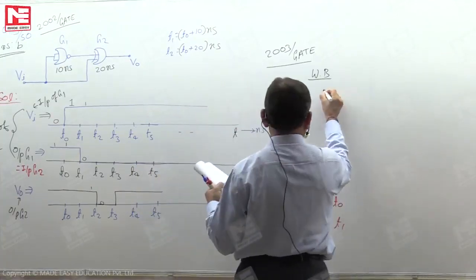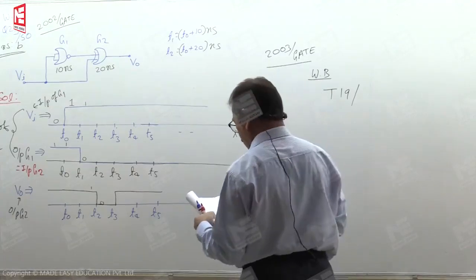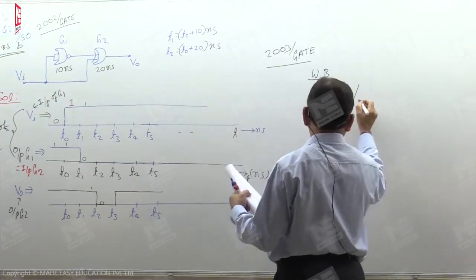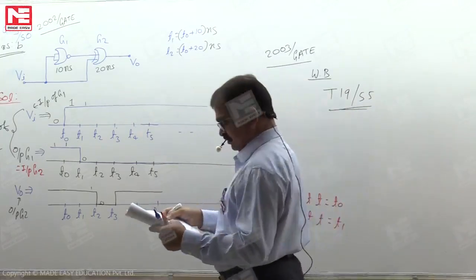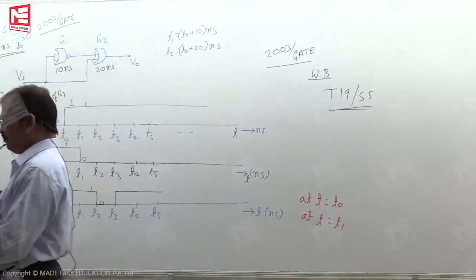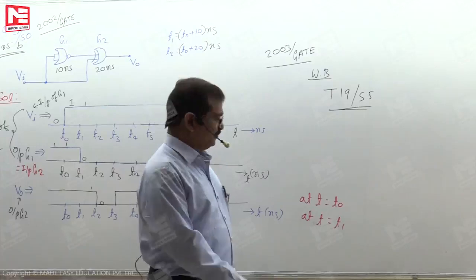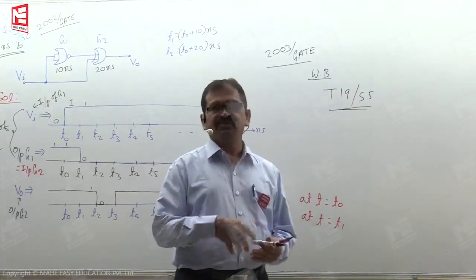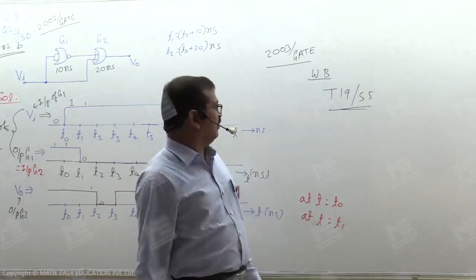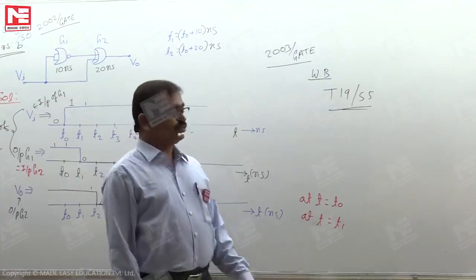Question number T19, page number 55. The answer is printed there, so you try it yourself. In due course, after a few video sessions, we'll discuss this question also. But in the meantime, you try yourself. The printed answer is available. It was a question for 2 marks in the GATE 2003 question paper.